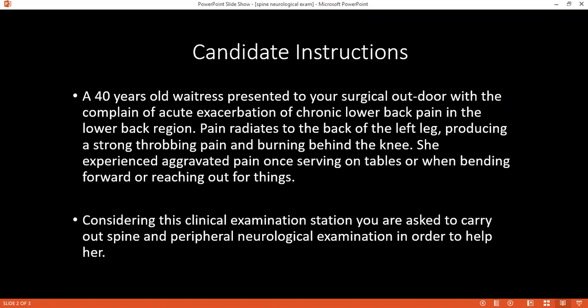I'll start with imaging: X-ray of the lumbosacral spine, AP and lateral view, followed by an MRI of the lumbosacral spine. Also, routine investigations and investigations to rule out diabetes and other metabolic disease. Then I'll discuss the case with the consultant and in the MDT.